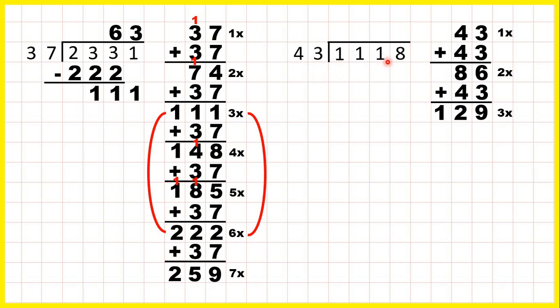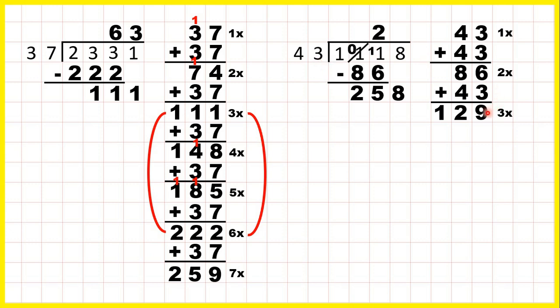We can see that the closest number to 111 is 86, so we can write that underneath, and because 86 is 2 times 43, we can write 2 in our answer line. So now we need to subtract, and here I would use column method to help us. So 11 minus 6 is 5, 10 if we take those 2 digits together, 10 minus 8 is 2, and we can bring down the 8, so we have 258 divided by 43.